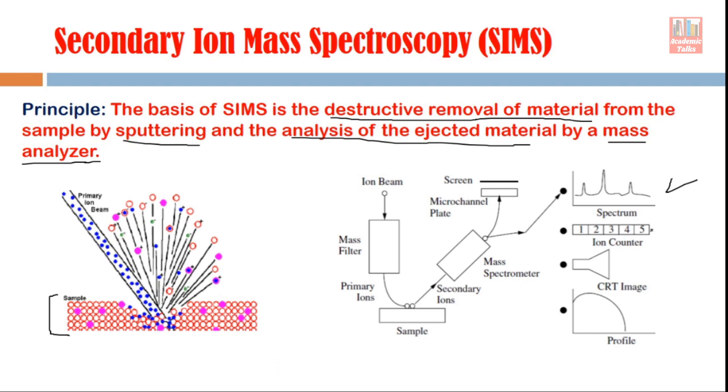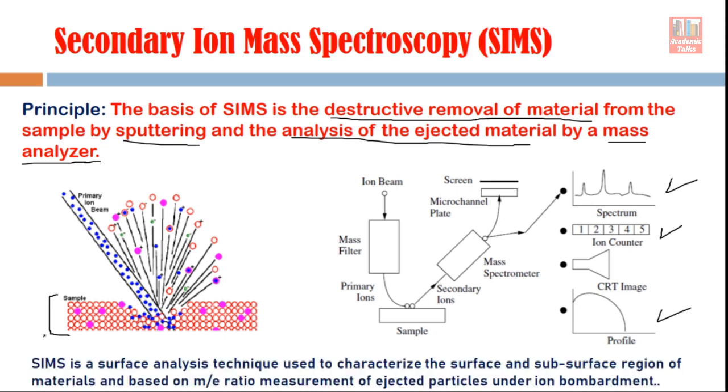We can connect it to the ion counter. We can count the number of ions of a particular mass. We can put this information on the CRT screen also, and it is also possible to get a depth profile like this. Here on the x-axis we have depth and on the y-axis we have intensity. We keep striking this ion beam here, and whatever ejected elements are there, we can see their concentration variation as a function of depth. All this kind of information is possible using this technique.